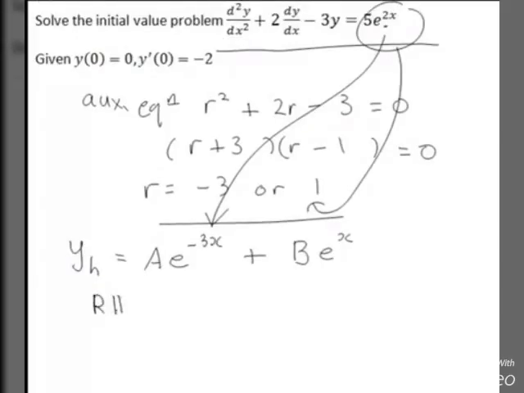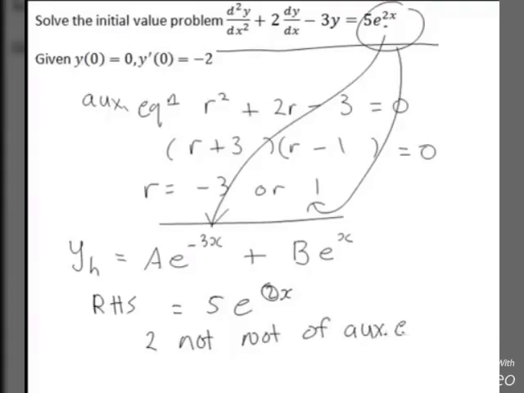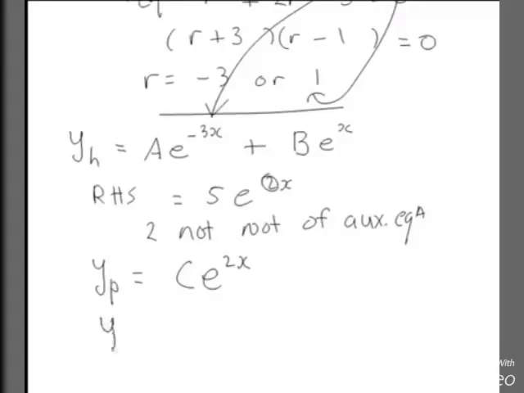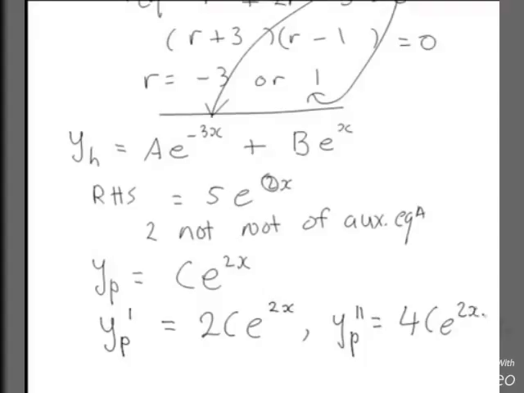So therefore, because the right-hand side is 5e^(2x), and this 2 is not a root of our auxiliary equation, that means that we pick a particular solution or a particular integral yp, which is just of the form c e^(2x). And then the next step is to differentiate this. So the first order derivative of yp with respect to x will just become 2c e^(2x), and the second order derivative of yp with respect to x will be 4c e^(2x). And we want to find what c is.